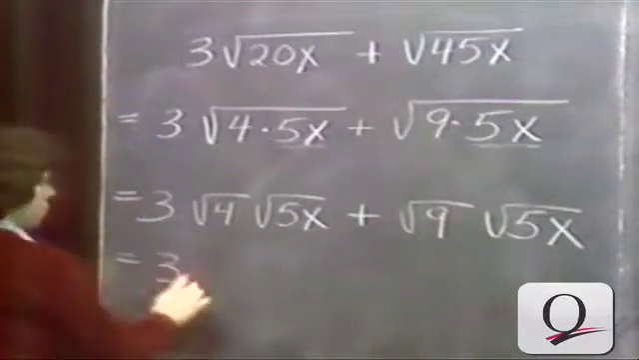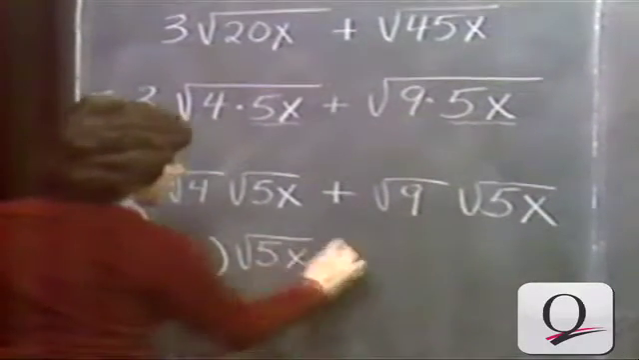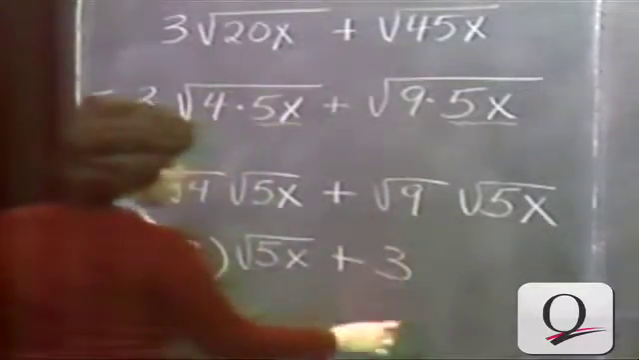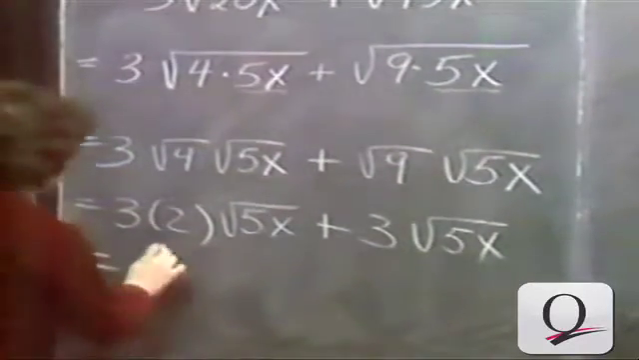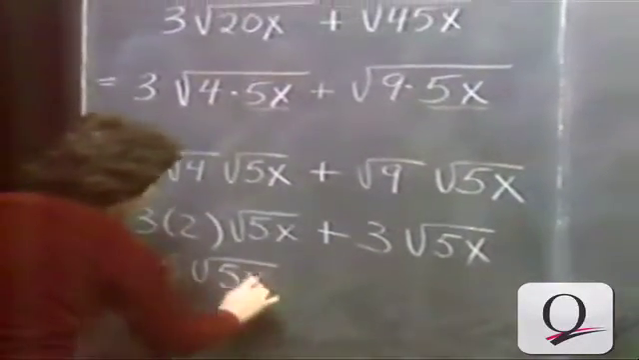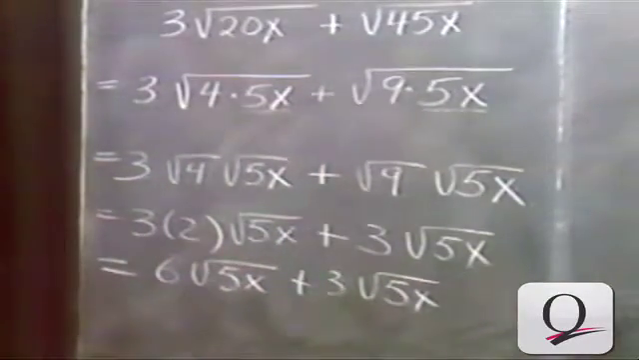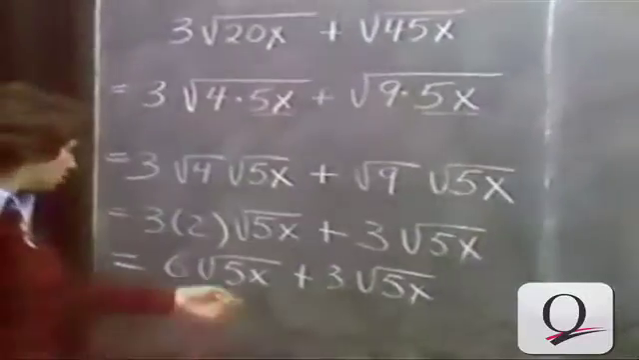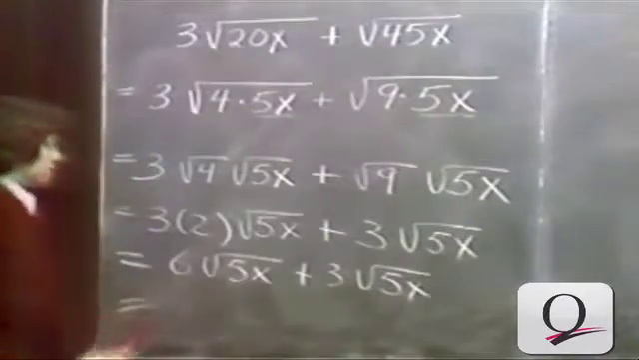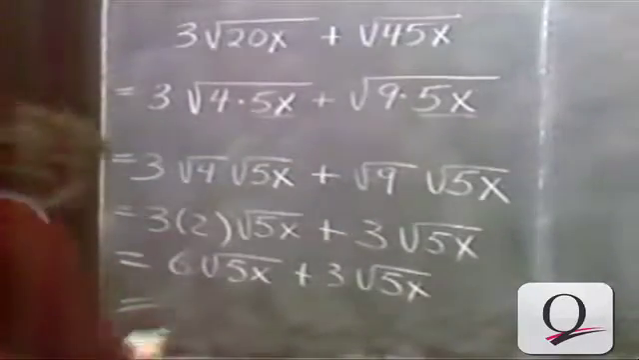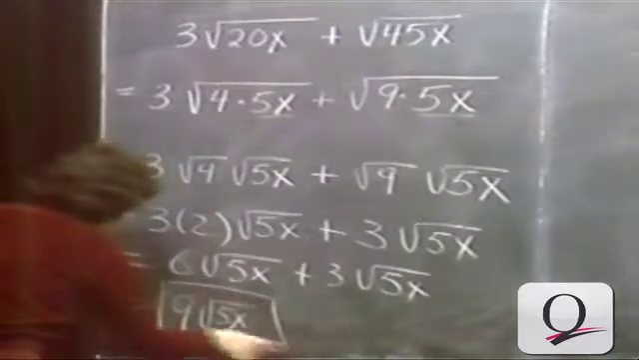Okay, now the square root of 4, of course, is 2. So we get 3 times 2 times the square root of 5x. The square root of 9, that's 3. So we get 3 times the square root of 5x. And we have 6 times the square root of 5x plus 3 times the square root of 5x. We now have these radicals in simplest radical form. We notice that the quantity under the radical sign is the same. We can combine these terms. 6 the square root of 5x plus 3 the square root of 5x gives us 9 the square root of 5x. And that is the answer.